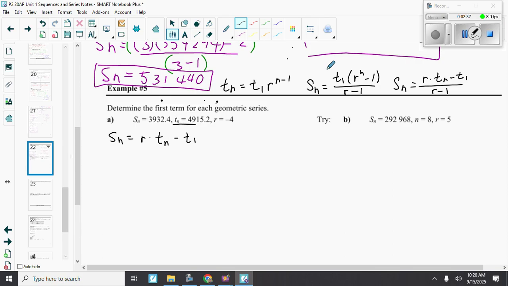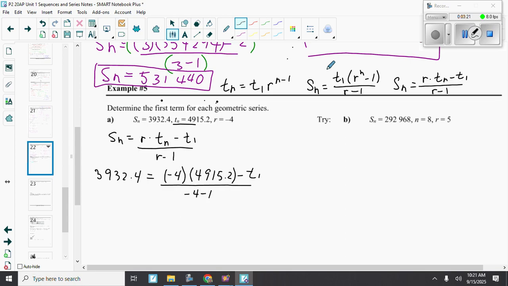All right, R minus 1. So sub in what you know, and then go ahead and solve for T1. It asks for us to determine the first term of each sequence. So we're told that our sum, we have a -4 for our R, our common ratio, our n term, minus T1, and then -4 minus 1. So just don't forget the order of things.